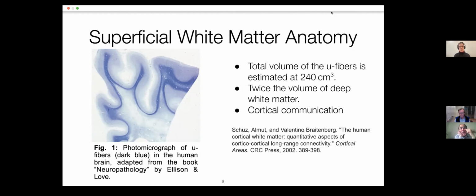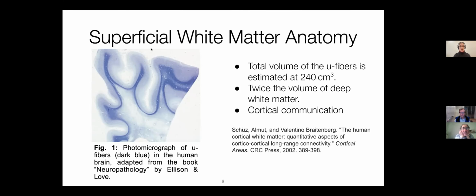The superficial white matter is thought to enable cortical communication, which makes perfect sense because it connects neighboring and nearby cortical regions. In this image on the left, you can see some of the U fibers in blue. You can see many U shapes connecting neighboring and nearby gyri.